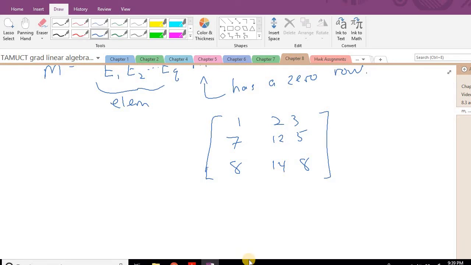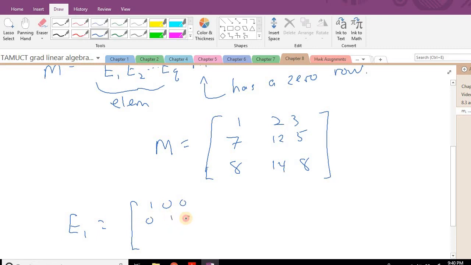I suppose another way to do this would be to start with M and create a matrix with a zero row and then work it backwards. So if this is M, can you get a sequence of elementary row operations that turns this M into a matrix with a zero row? Okay, so what would that be? The second one would be the same, except for the bottom row would be 0, -1, 1.